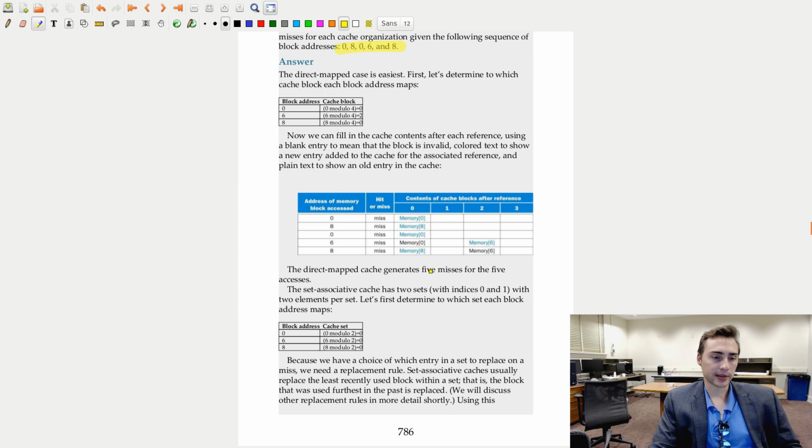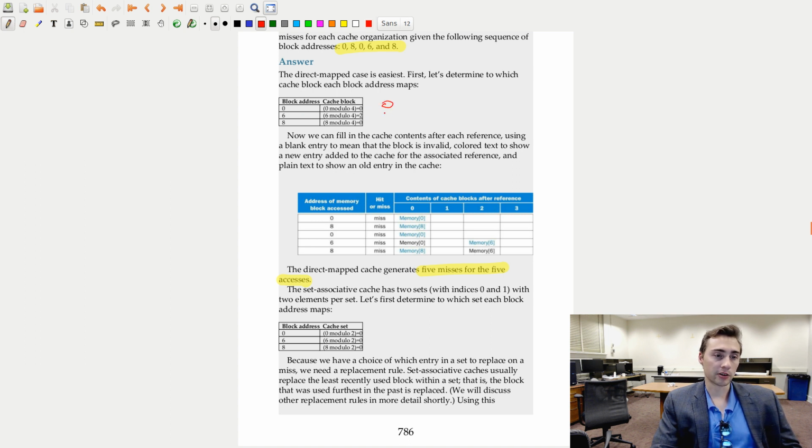The direct map cache generates 5 misses for 5 accesses. In this case, because the cache is of size 4, we have to do a mod 4 on every one of these addresses because we have 4 spots they could possibly be in. So 0, 8, 0, 6, 8. 0 mod 4 is 0.